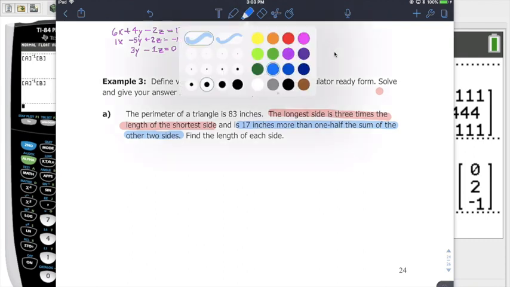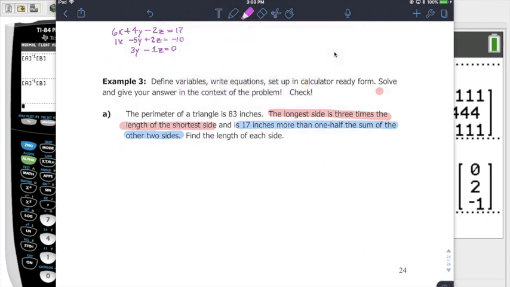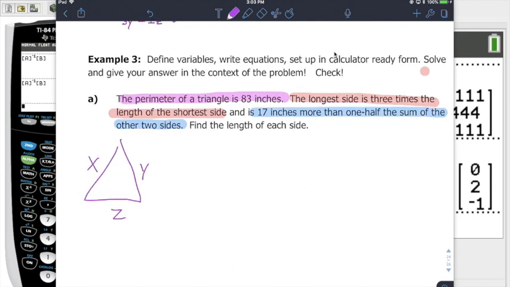Now, actually, the very first sentence is telling us another equation. So you have three variables. We don't know what the side lengths are, so we can call them x, y, and z. And we know that the perimeter is 83, so if we do x plus y plus z, whatever they are, that should equal 83. So that'll be your first equation.